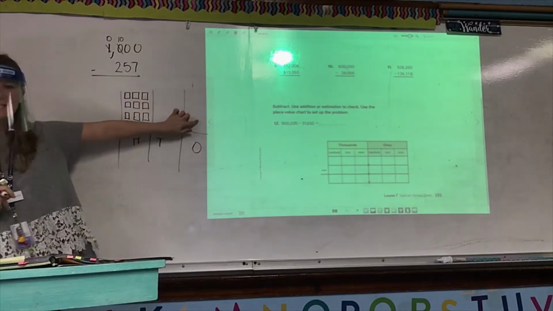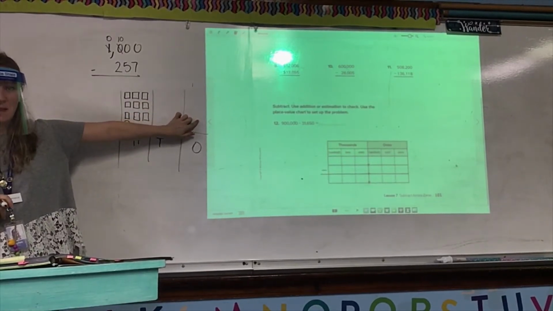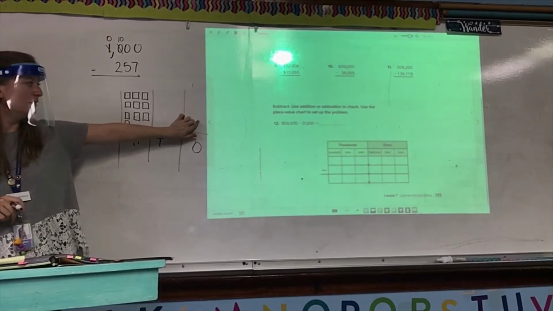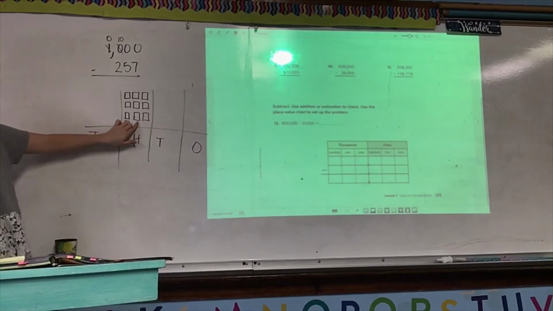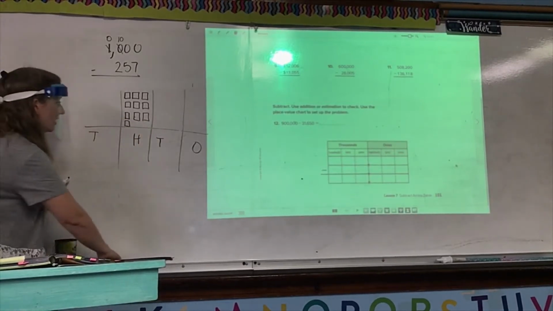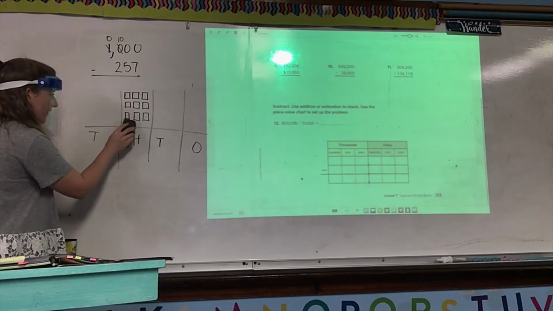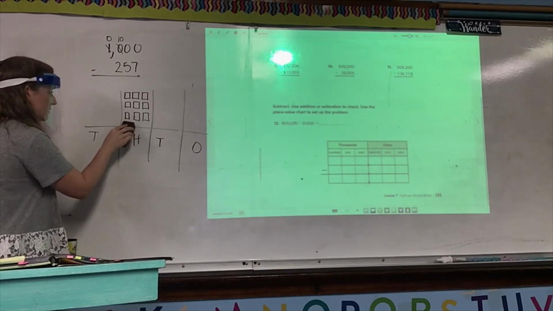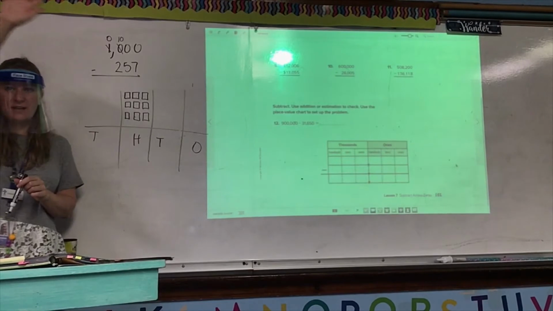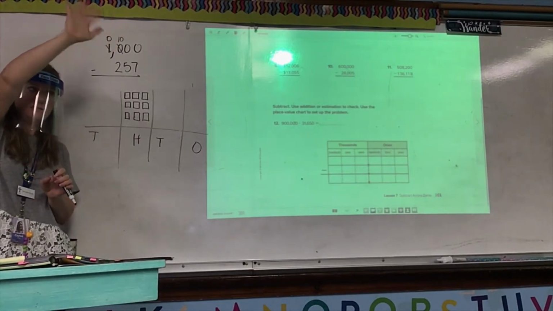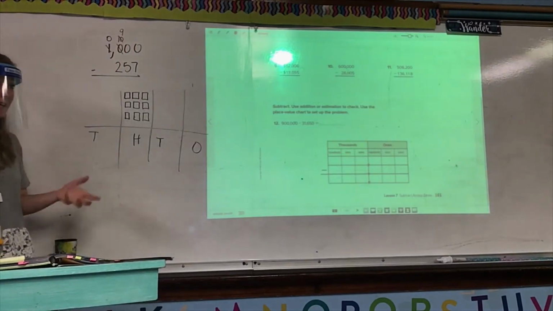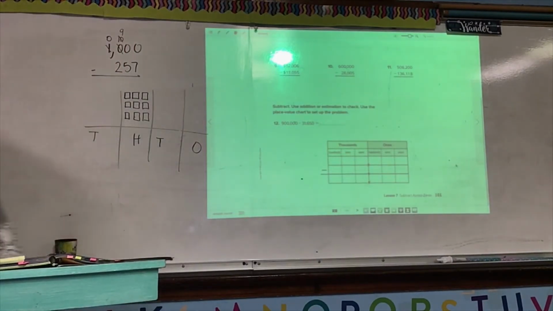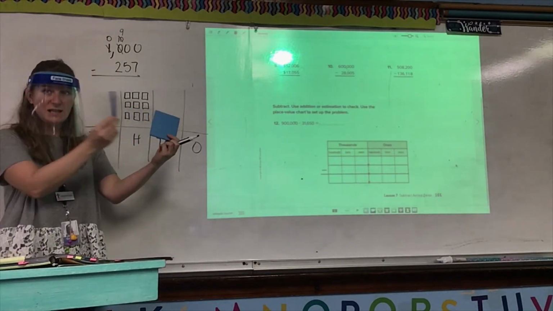But did that help me take 7 ones cubes? No. So now I still can't take anything from the tens, but now I can take something from the hundreds. So I'm going to take 1 hundreds flat. And how many hundreds flats do I have left? Zadie? 9. But it can't just disappear. I have to turn the 1 hundreds flat into 10 rods.